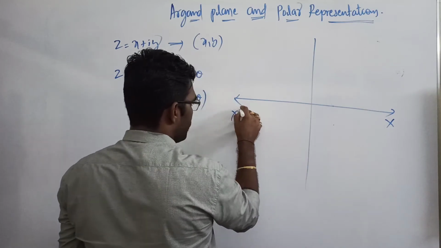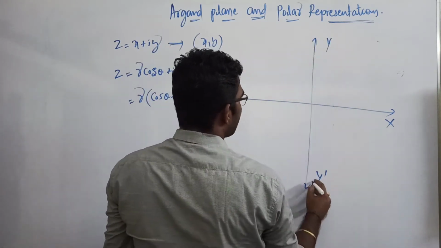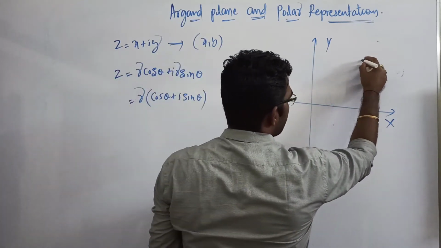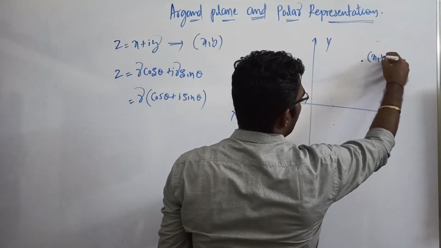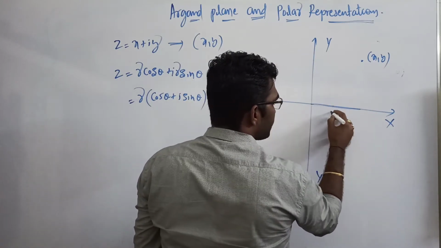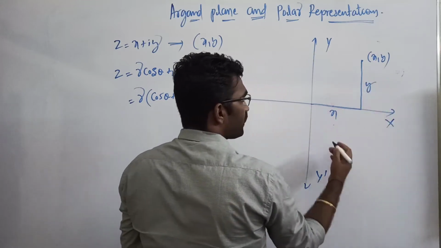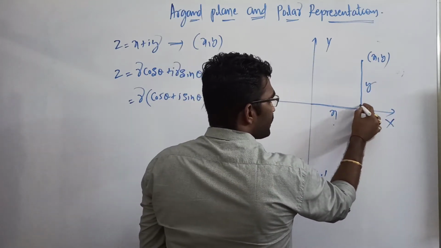This is x dash, this is y, this is y dash. So for example, the point lying here, I will take this as the point x comma y. What it says is the distance from here to here is x, and the distance from here to here is y. So this point is represented like this.